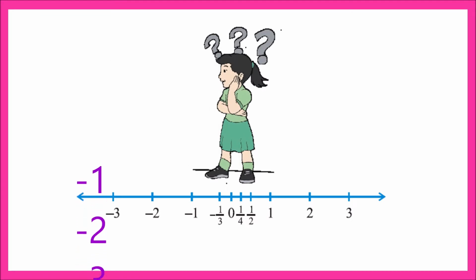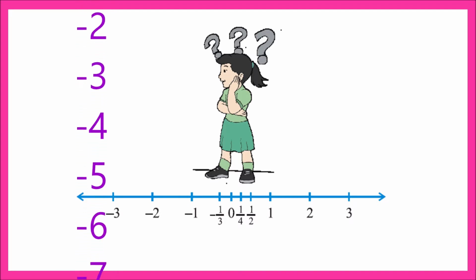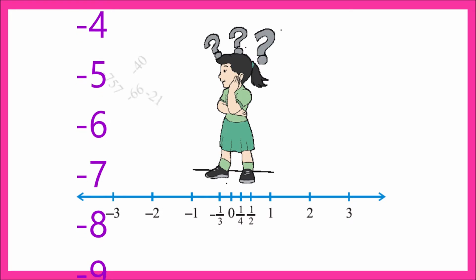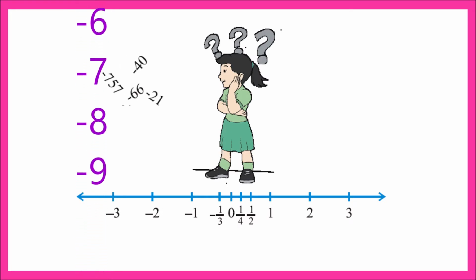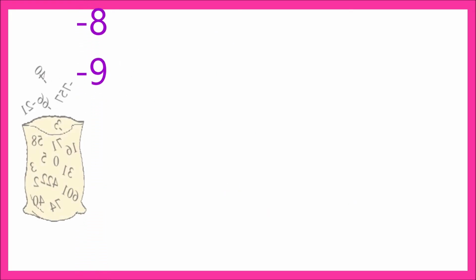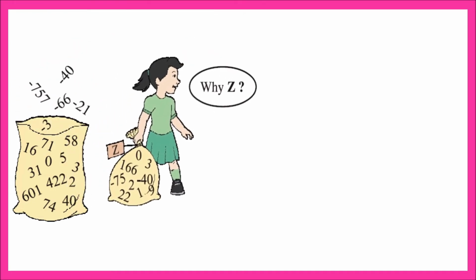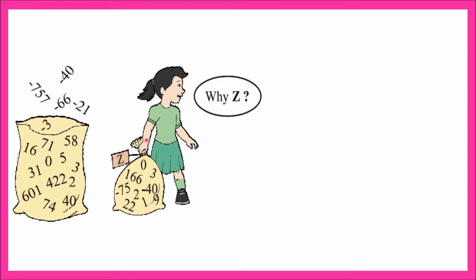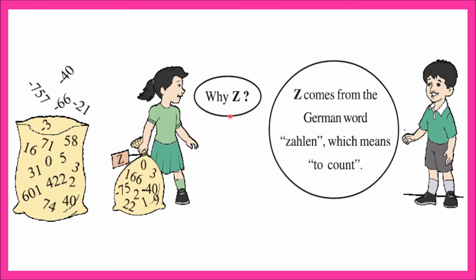Now, stretching in front of you are many negative integers. Put all the negative integers into your bag. What is your new collection? Recall that it is the collection of all integers and it is denoted by symbol Z. Z? Why Z? Z comes from the German word zählen, which means to count.